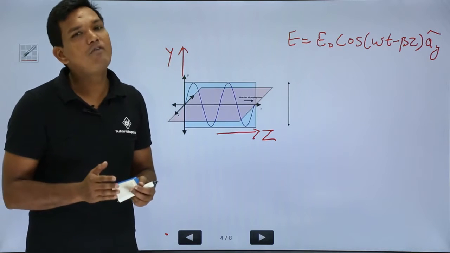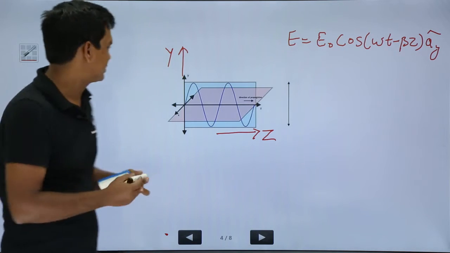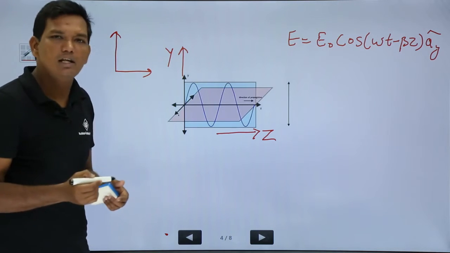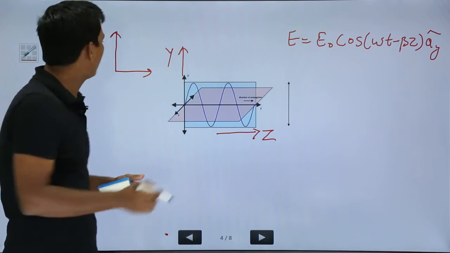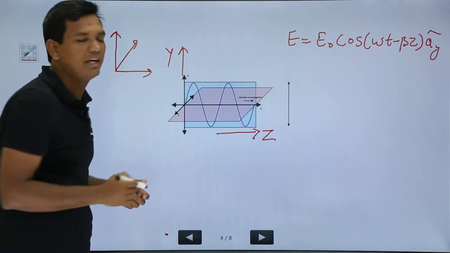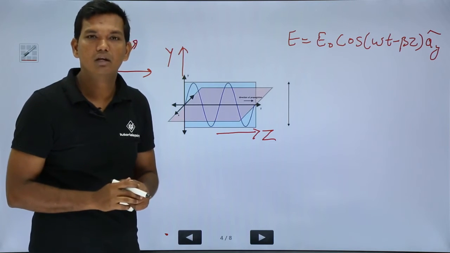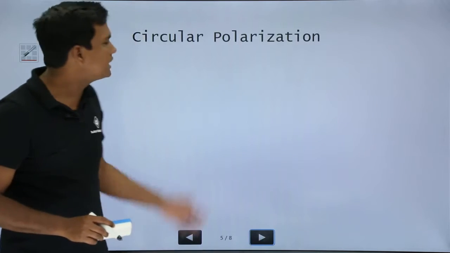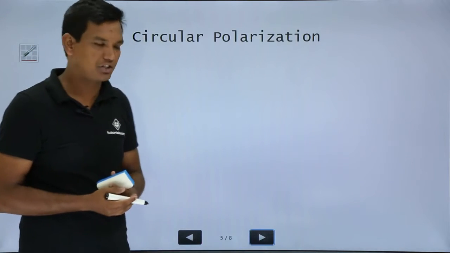If it is like this or like this, then it is linear polarization, right? What would happen if it is inclined to the x and y axes at some angle? That would be our next case. Let us see that. Our next case is circular polarization.